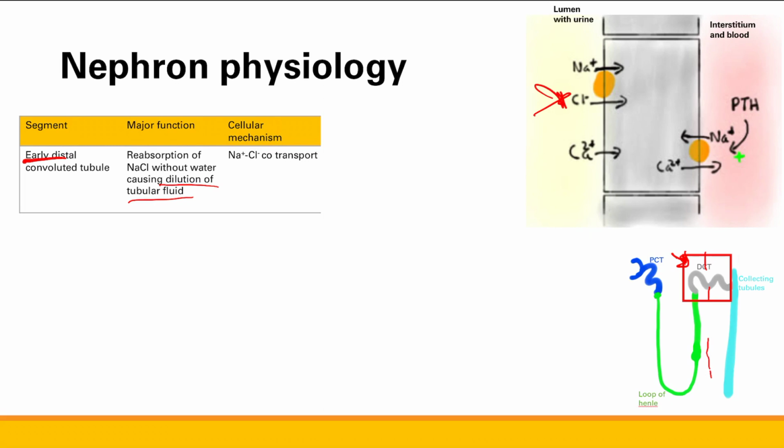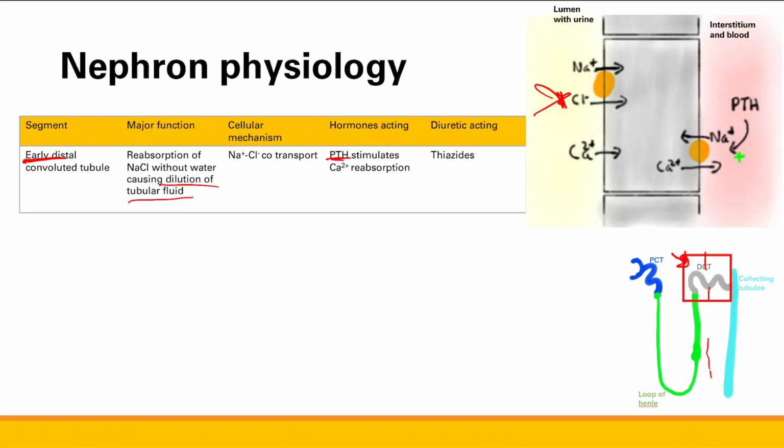Okay. Now, the hormone that acts here is PTH. Again, we talked about PTH. We said PTH increases serum calcium, decreases serum phosphate. And remember how it decreases serum phosphate. We just talked about this. It decreases serum phosphate in the proximal convoluted tubule by blocking that sodium phosphate co-transport. And now it's going to act to increase calcium through stimulating calcium reabsorption.